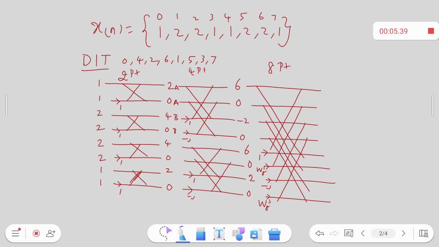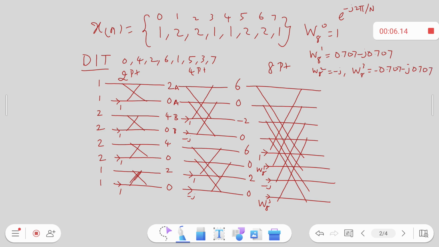W8^0, the value is 1. The twiddle factor is given by e power minus j 2 pi by N. Now if you apply N equal to 8 and substitute 1, you will get 0.707 minus j 0.707. Likewise, W8^2 value will be minus j. W8^3 value is minus 0.707 minus j 0.707.